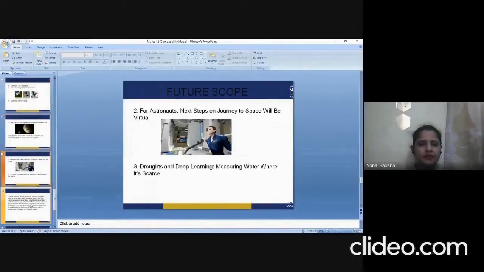For astronauts, next steps on journey to space will be virtual. So even this is an example. Droughts and deep learning, measuring water where it is scarce and where it is abundant in nature. Even this can be judged out. So these are all the scopes and the application area of deep neural networks.